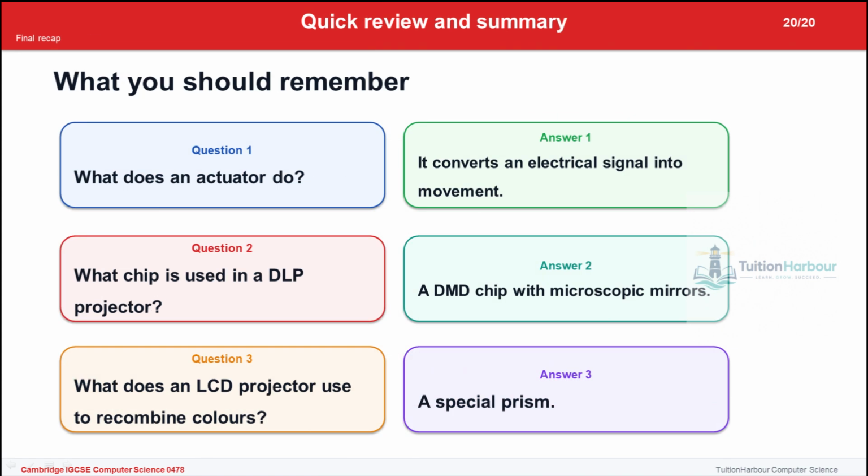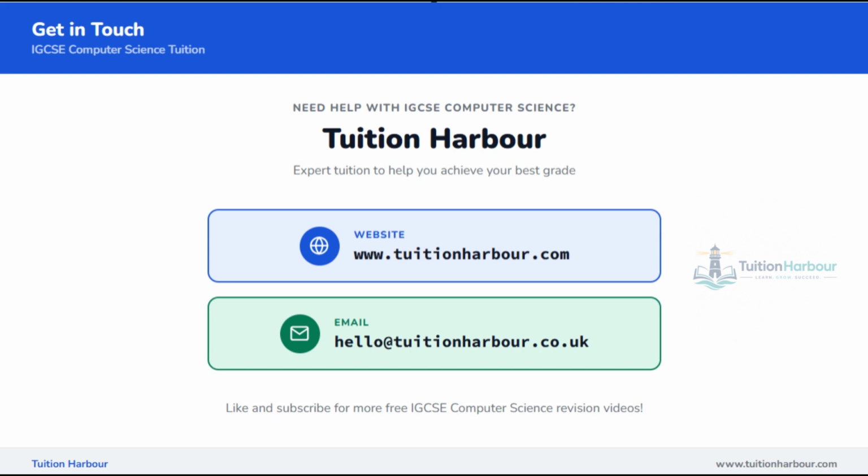Quick review and summary. What does an actuator do? It converts an electrical signal into movement. What chip does a DLP projector use? A DMD chip containing microscopic mirrors. What combines the three color images in an LCD projector? A special prism.